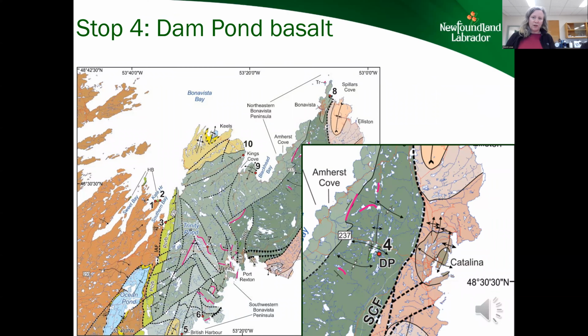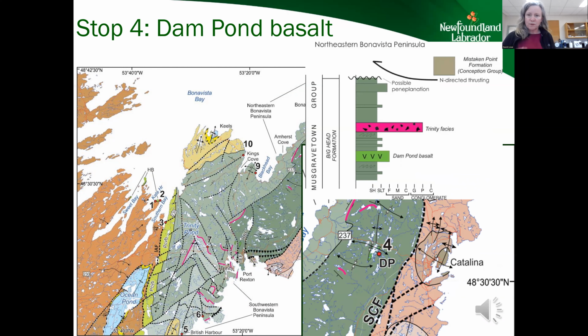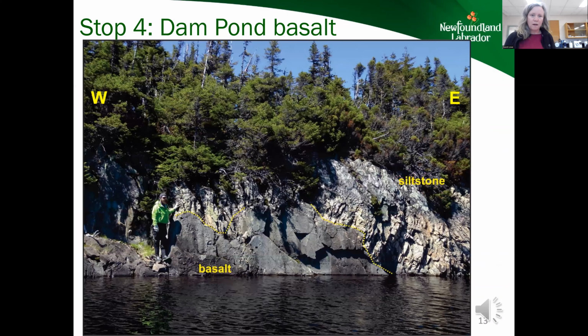So this is sort of at the core of a broad dome, and the basalts in this area are flanked by fine-grained sandstones, which in turn are overlain by the diamictites, known on Bonavista as the Trinity facies. And that's just across the strat column, which shows where we are within the Musgrave Town Group.